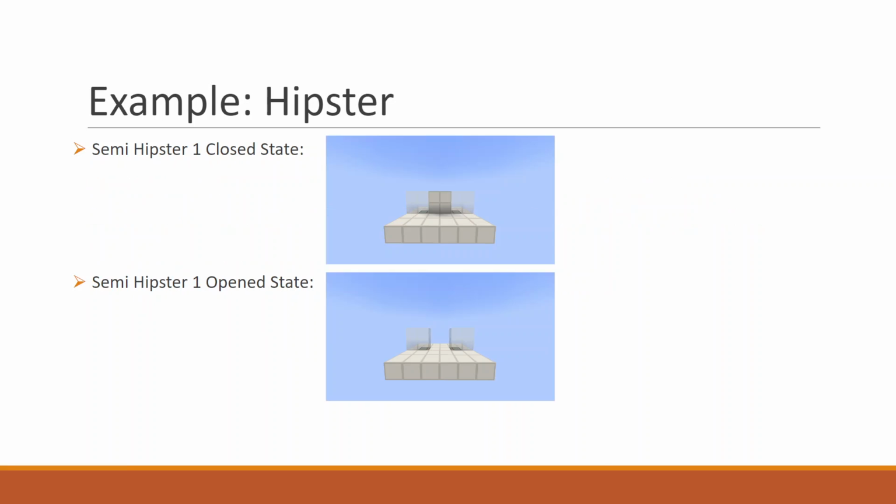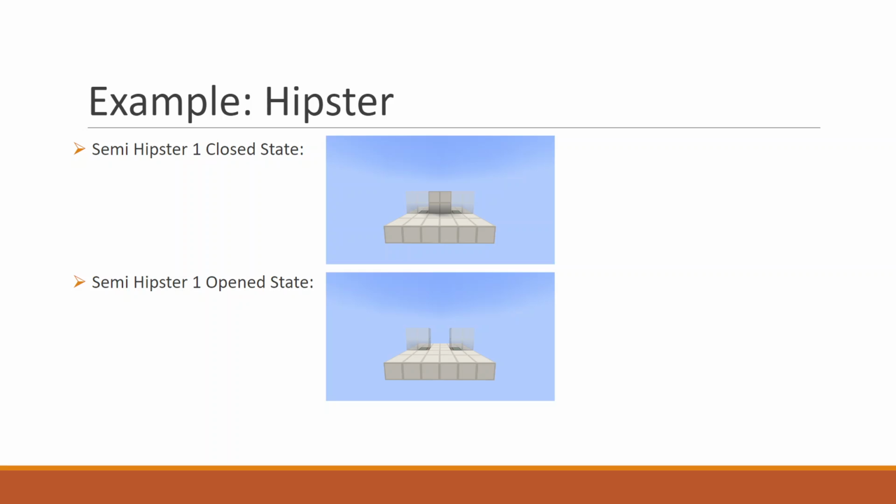So let's take a look at the example. Here shows the first semi-hipster that I'm going to show to you. I just placed these white stained glass to help you identify where the wall would be, because you usually will add a wall here. So in the closed state, we will see these four blocks come out. And then we can see these two pistons are still here. Obviously, you can hide them if the white stained glass is replaced with some sort of blocks.